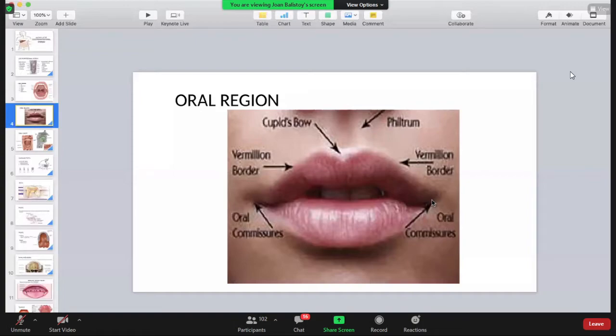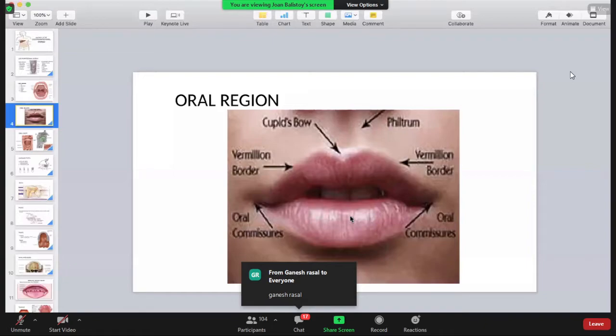What is the blood supply of the lips? I know that you know that via your lecture of the gross anatomy. And we have the superior labial branch of your facial artery, as well as the infraorbital branch of the maxillary artery. That is for the upper lip. The lower lip is from the inferior labial branch of the facial artery, as well as the mental branch of the maxillary artery. So those are the blood supply of the lips.